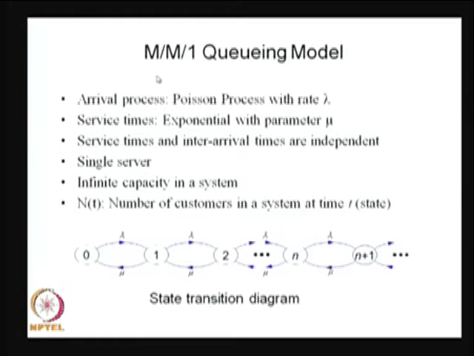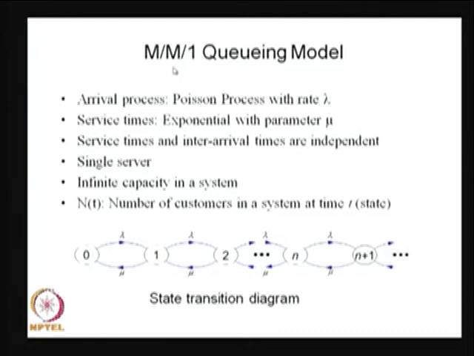In the M/M/1 queuing model, the inter-arrival time is exponentially distributed. As I discussed the Poisson process in the previous lecture, whenever the arrival follows a Poisson process, then the inter-arrival time follows an exponential distribution and they are independent also. So, here the first information is that the arrival process follows a Poisson process with the intensity or rate lambda. That means the inter-arrival times are independent and each one is exponentially distributed with the parameter lambda.